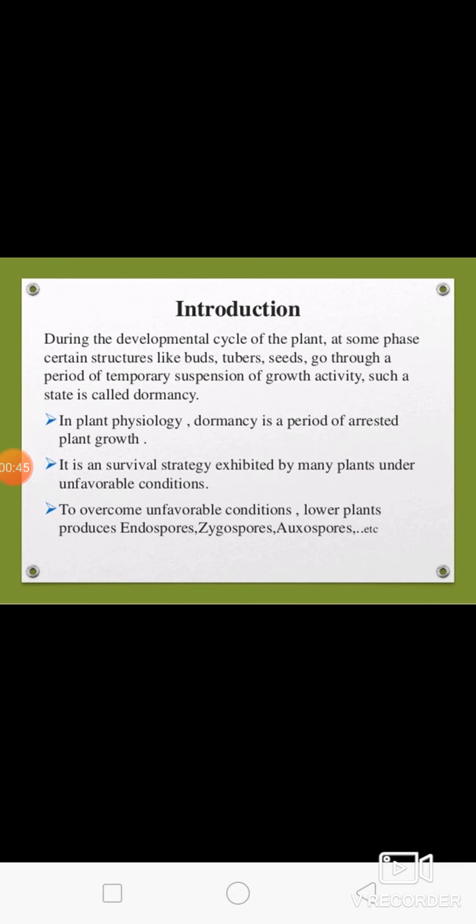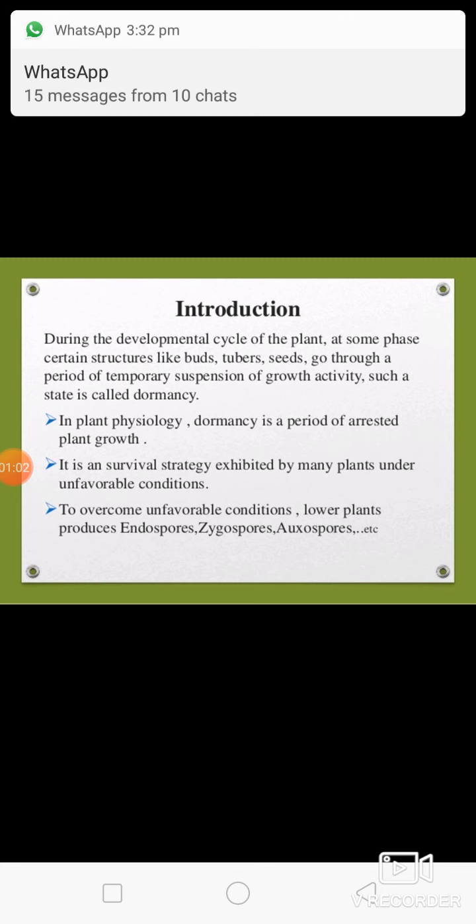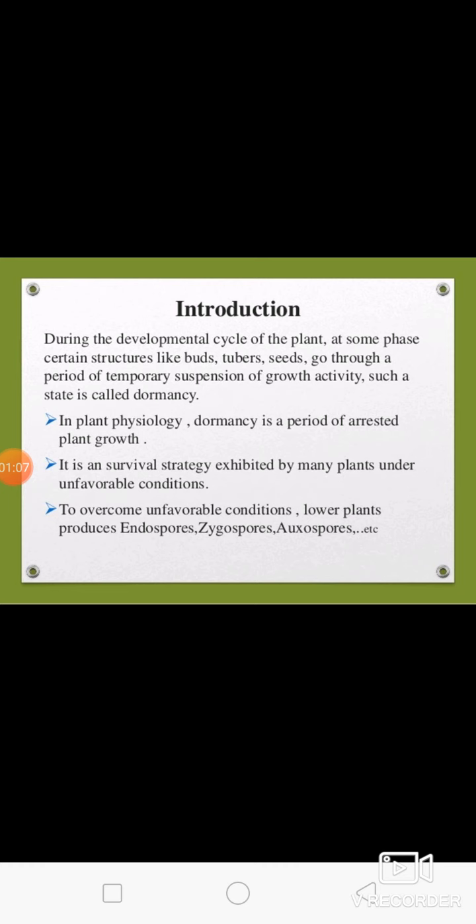Now, the introductory part about the dormancy. During the developmental cycle of the plant, at some phase, certain structures like buds, tubers, seeds go through a period of temporary suspension of growth activity. Such state is called as a dormancy. In plant physiology, dormancy is the period of arrested plant growth. It is a survival strategy exhibited by the many plants under unfavorable conditions. To overcome unfavorable condition, lower plants produce endospores, zygospores and oospores, etc.